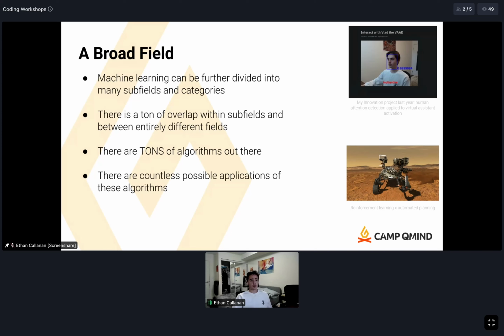There's also a ton of overlap with other fields. Over the summer, I was at a conference and a NASA researcher was talking about how they were integrating reinforcement learning with automated planning, which is a non-machine learning subfield of AI, one of the other branches of AI. He was talking about how he was using the two to better their algorithms to train the rovers to perform their tasks better on Mars.